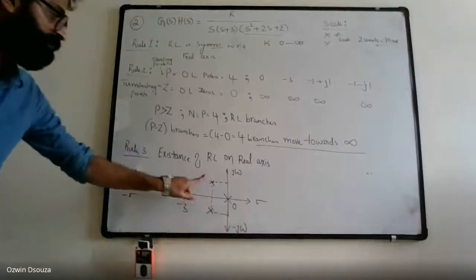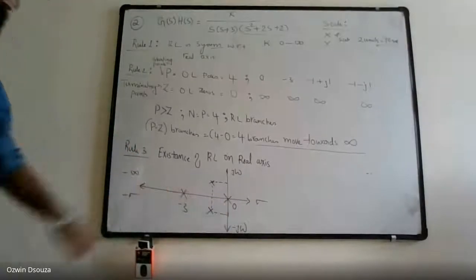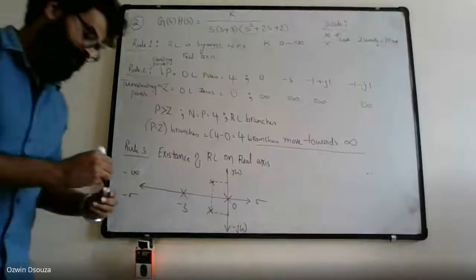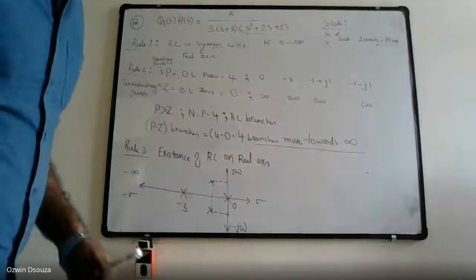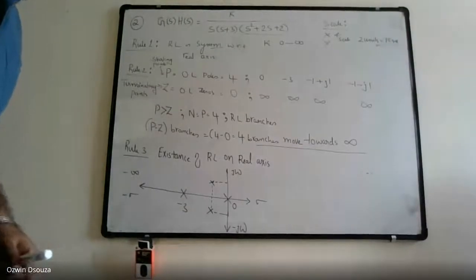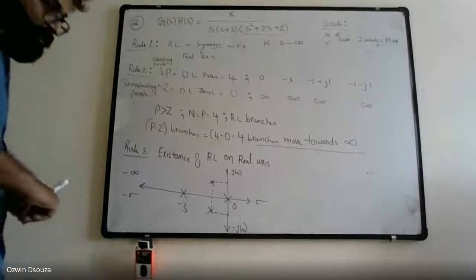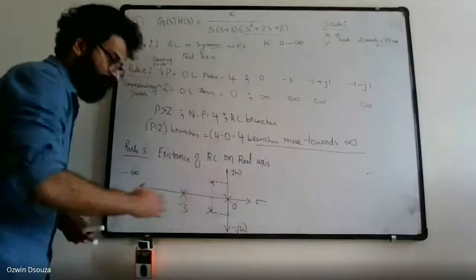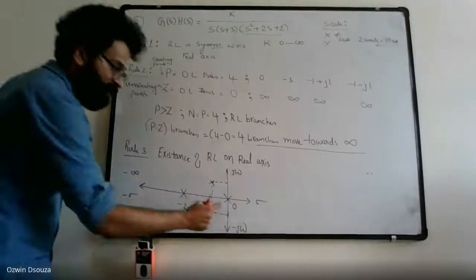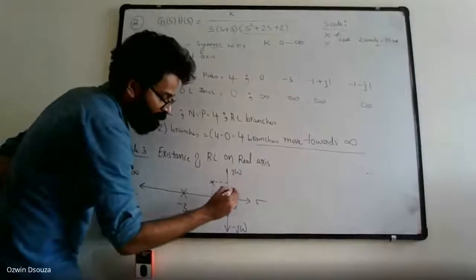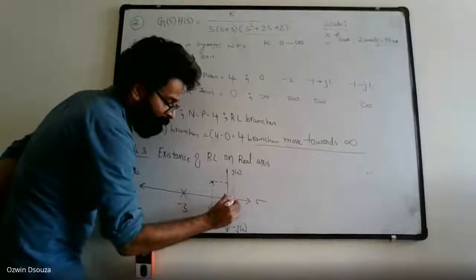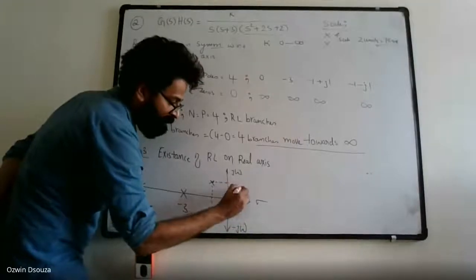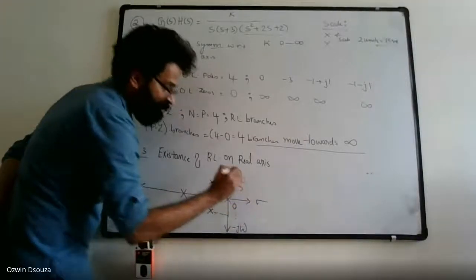First root, second root, third root, and the fourth root. Okay. Once you are done with the pole zero plot, what you have to do is select the sections on the real axis. So you have a pole at origin. To the right hand side of this pole, you draw a section and mark this section as 1.